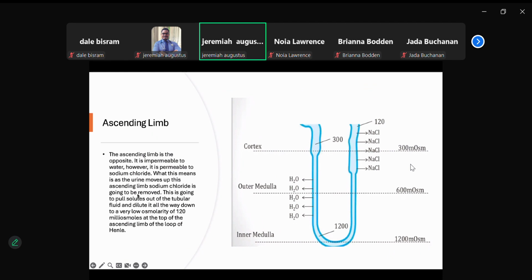And that's all I really need to know for the descending limb, right? Just know that it's not permeable to sodium chloride, it's permeable to water, and because of the increasing osmolality in the interstitium, it's going to reabsorb all the water, concentrating the urine. You understand that? Good.